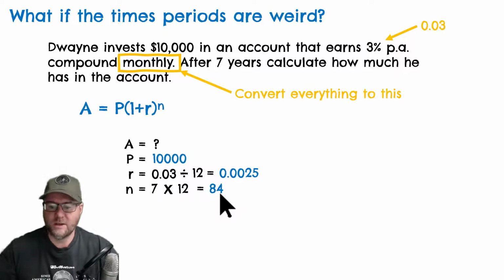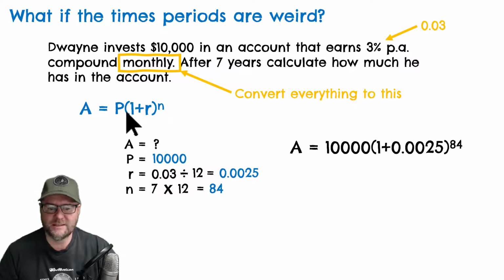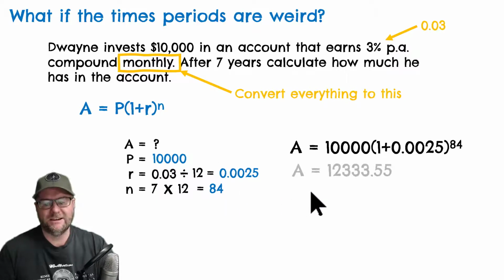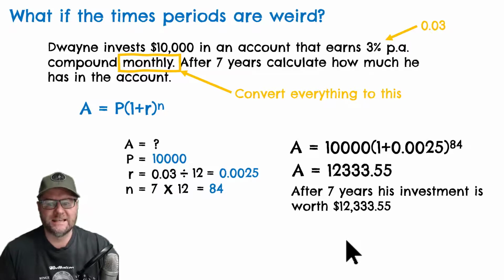Everything's in months. We can just go ahead now and put those values into our compound interest formula. Here's my principal, 10,000. Here's my monthly interest rate, my R value. And here is the number of time periods. Using these values, whack that into your calculator and you'll get this result. So the investment after 7 years is worth $12,333.55. Hopefully you can see the steps there.